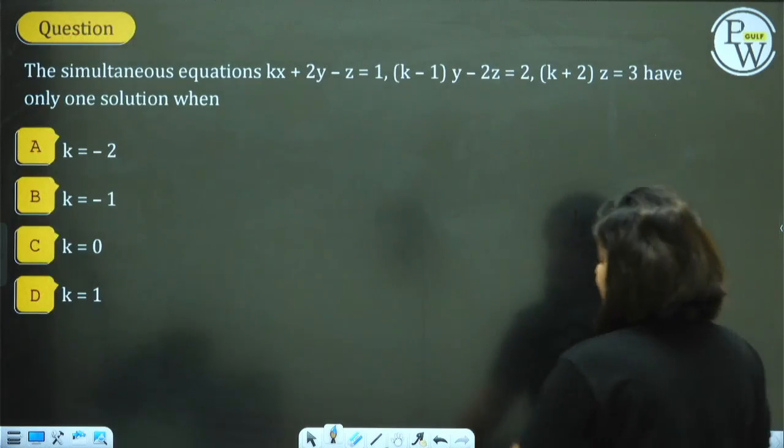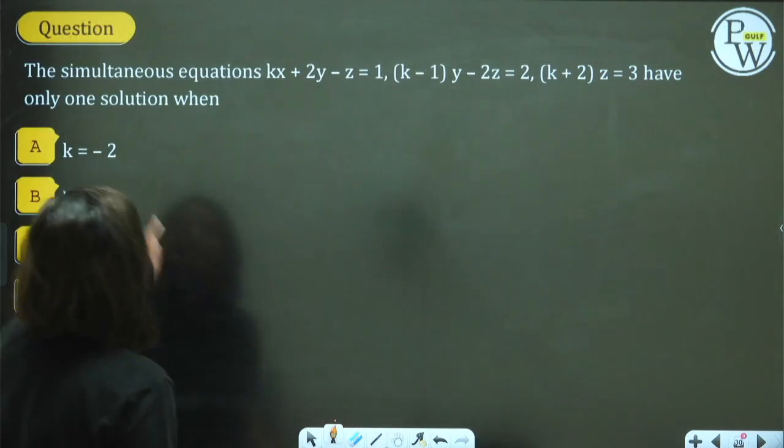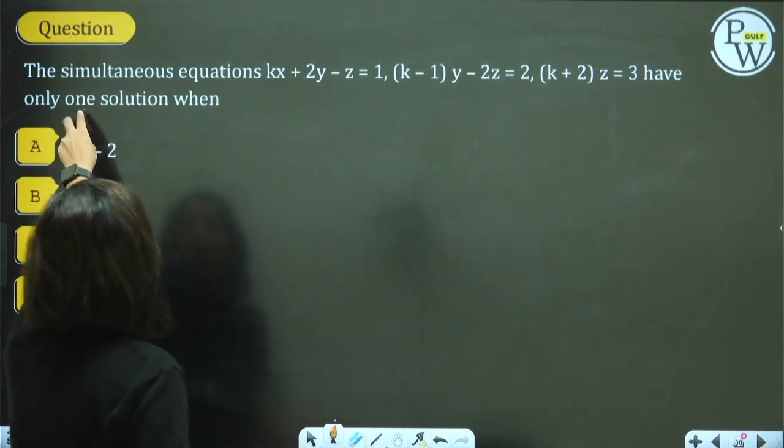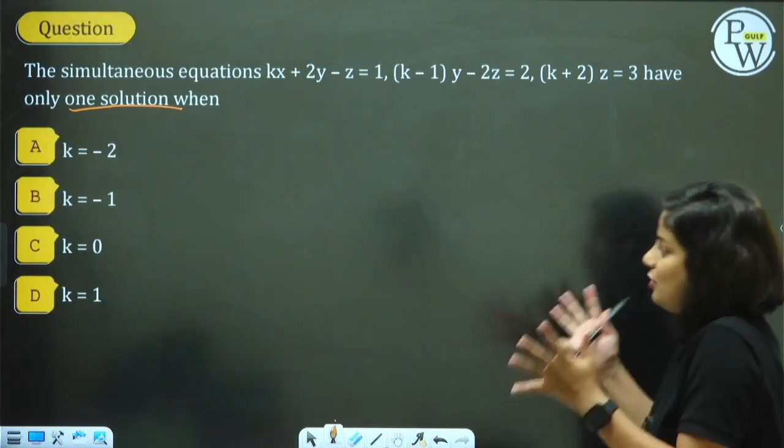Next one, it is system of linear equations. Solving system of linear equations. The simultaneous equations have only one solution when k value is what? Minus 2, minus 1, 0 or 1.